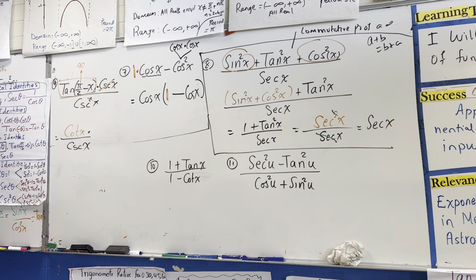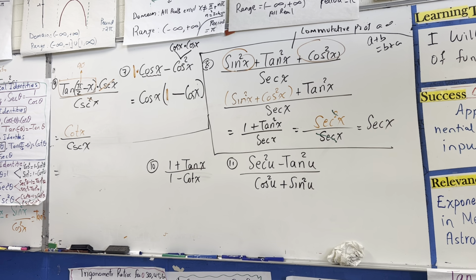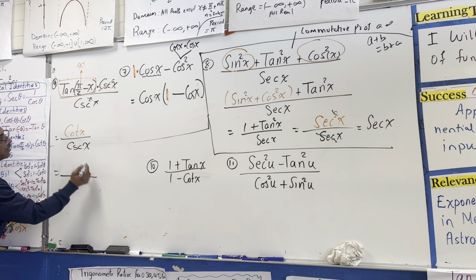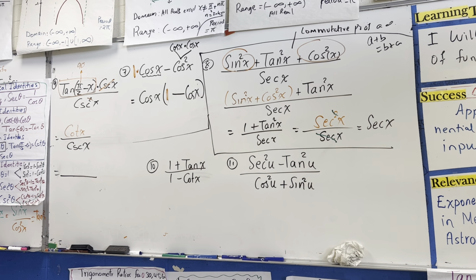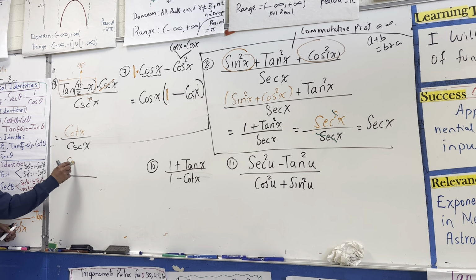At the most, what can we do next? There is no sine and cos, can we get sine and cos? How do we get that? What does cotangent mean? Cosine over sine. So let's replace this cotangent with cosine over sine.